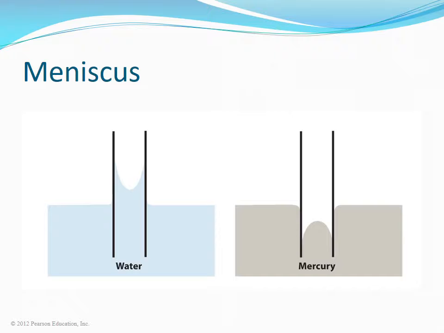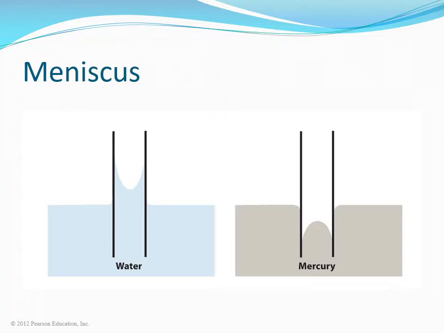The meniscus is the curve in the upper surface of a liquid close to the surface of the container or another object, caused by surface tension. It can be either convex or concave, depending on the liquid and the surface.